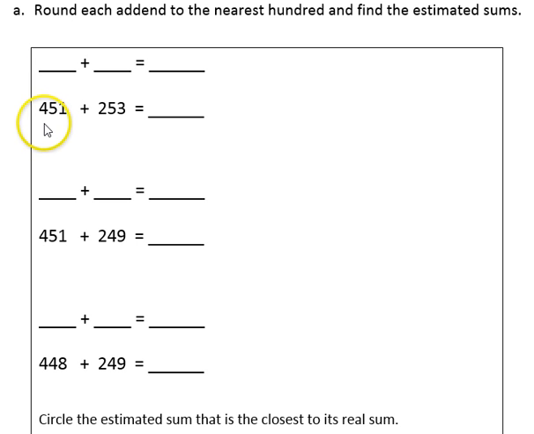For example, I have the problem 451 plus 253. The first thing I'm going to do is round each of these numbers to the nearest hundred. The number 451 has 4 hundreds, so it's going to fall between 400 and 500. The midpoint would be 450. Since my number falls after the midpoint, we'll round that up to 500.